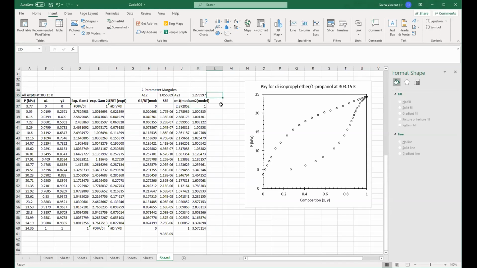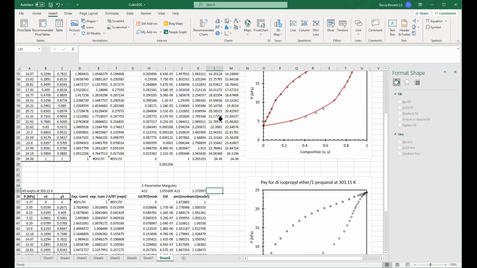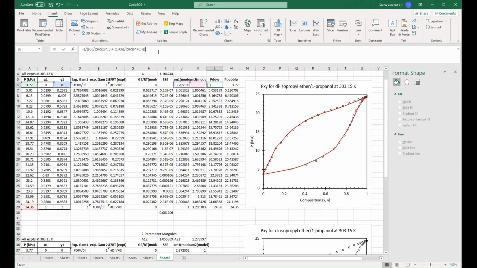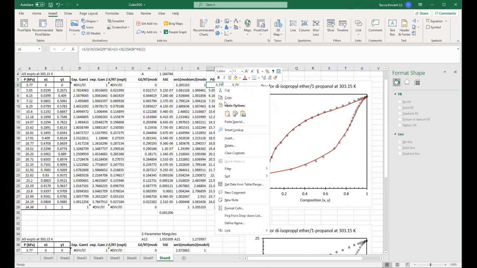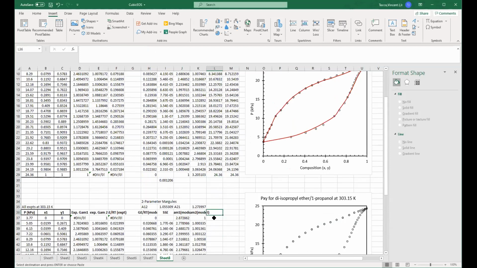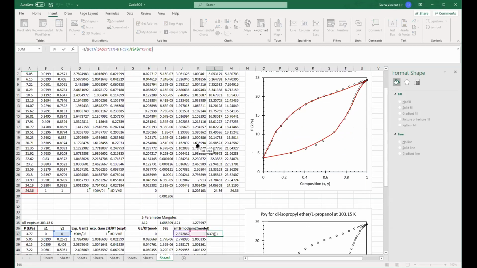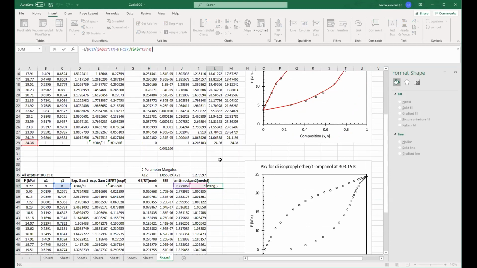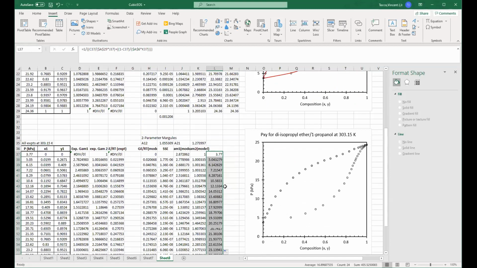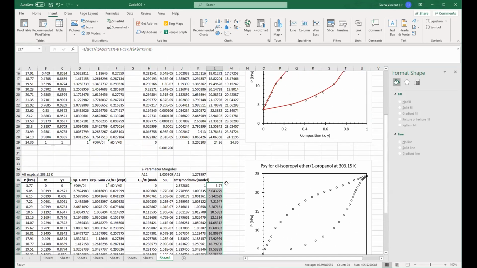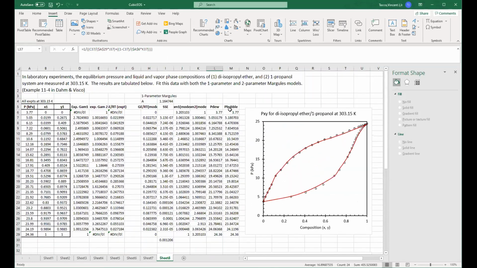Okay, now I need to do the same thing. So maybe I should be able to just copy this formula. Let me see if I can do that, because once I've got the gammas, it shouldn't matter much. Paste formula, and make sure that I'm referencing the correct cells. Okay, I think I am. Double click it all the way down. And same thing for P bubble.